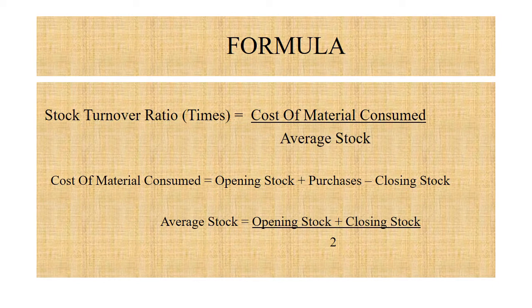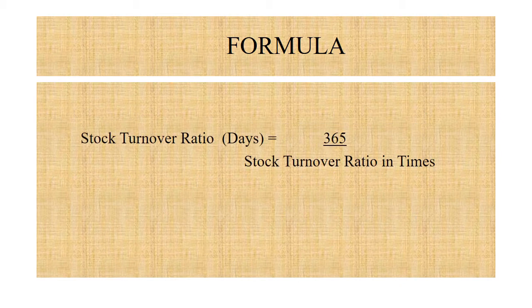The formula for stock turnover ratio in times is cost of material consumed divided by average stock, where cost of material consumed is opening stock plus purchases minus closing stock, and average stock represents opening stock plus closing stock divided by 2. The formula to calculate stock turnover ratio in days is 365 days, that is 365 days in a year, divided by stock turnover ratio in times.